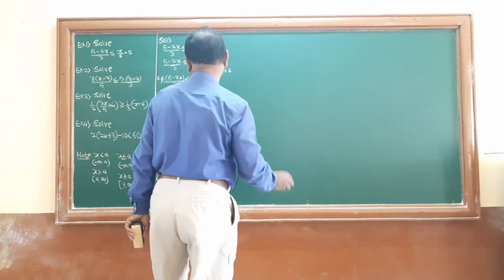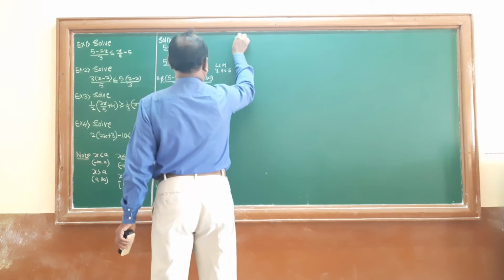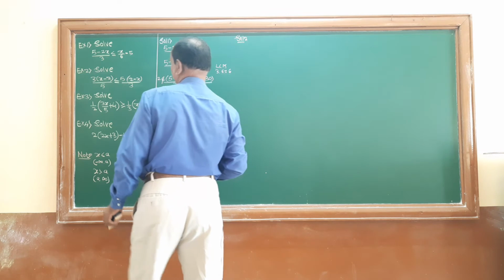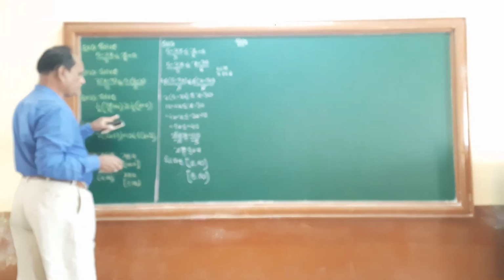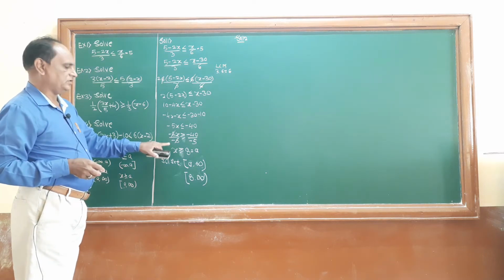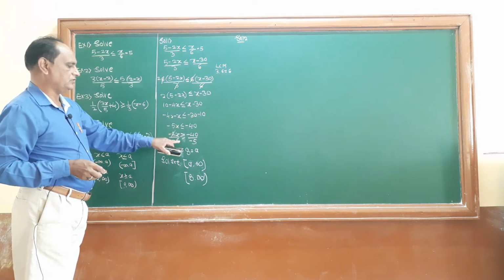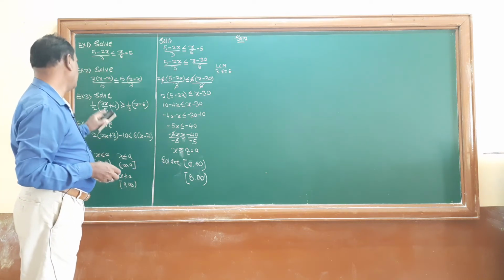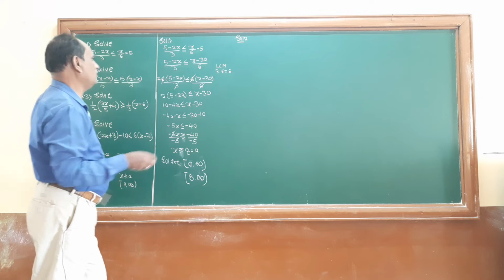Then come to the next one, that is the solution for the second problem. 1/2 divided by minus 5, this is less than, so what happens? That is greater than or equal to, so you have to write the remaining things. Then come to the solution for the second problem.